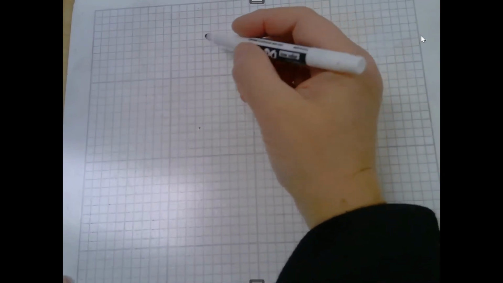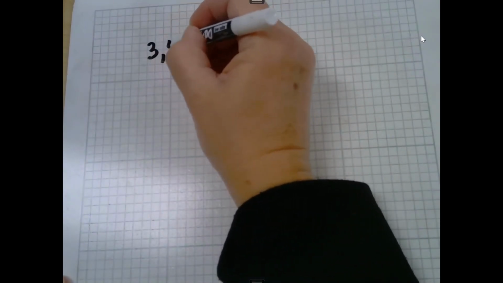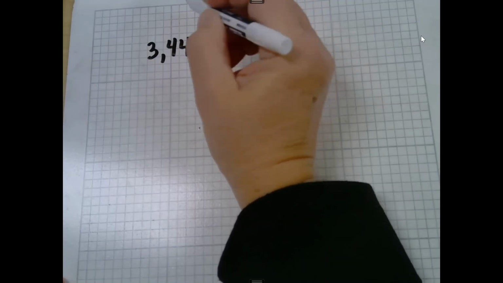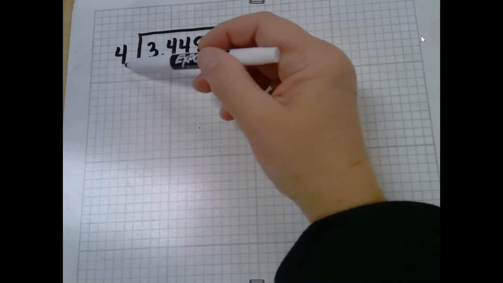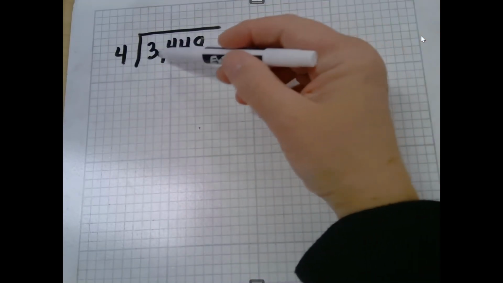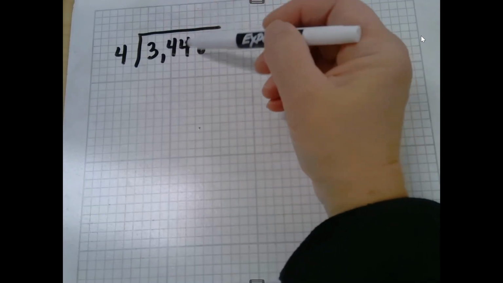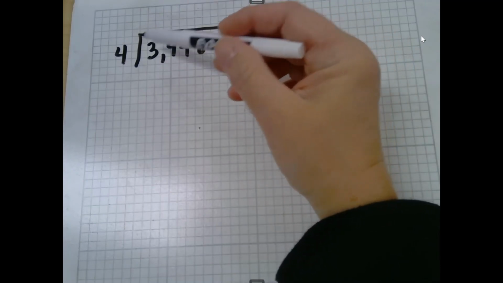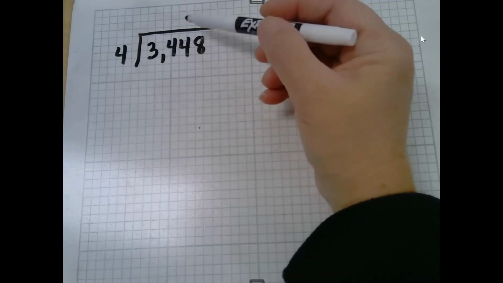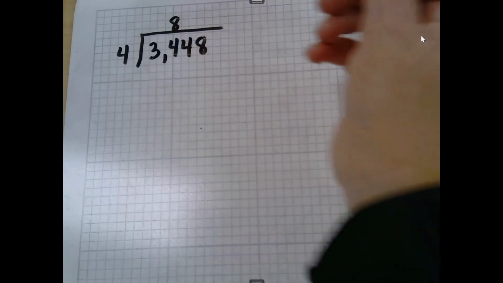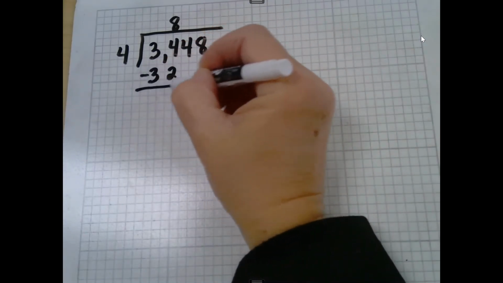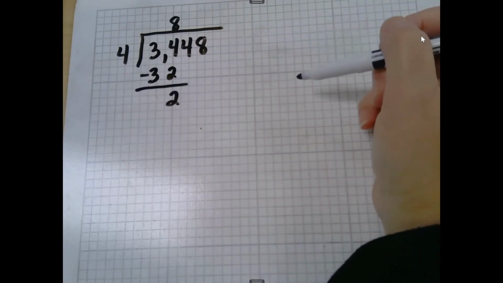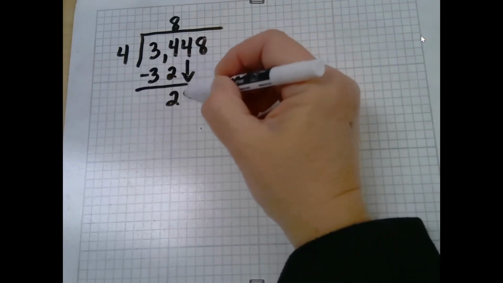All right. Number 4 says 3,448 divided by 4. Okay, 4 can't fit into 3, so my quotient is not going to start in the thousandths place. It's going to start in the hundredths place. 4 goes into 34 8 times. 4 times 8 is 32. I subtract and I get 2. Bring down the next number, which is a 4.